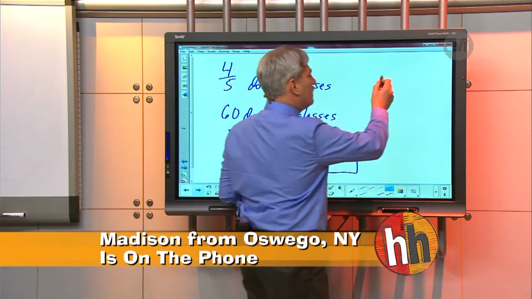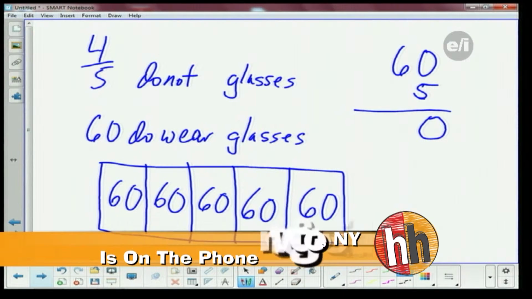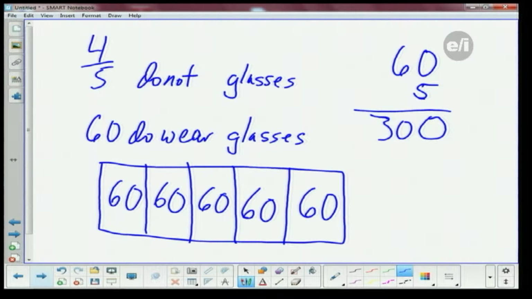Let's do that over here. So we have 60 times 5, right? And help me out. 5 times 0 is 0, and 5 times 6 is 30. Okay? So the total number of students would be 300, right?